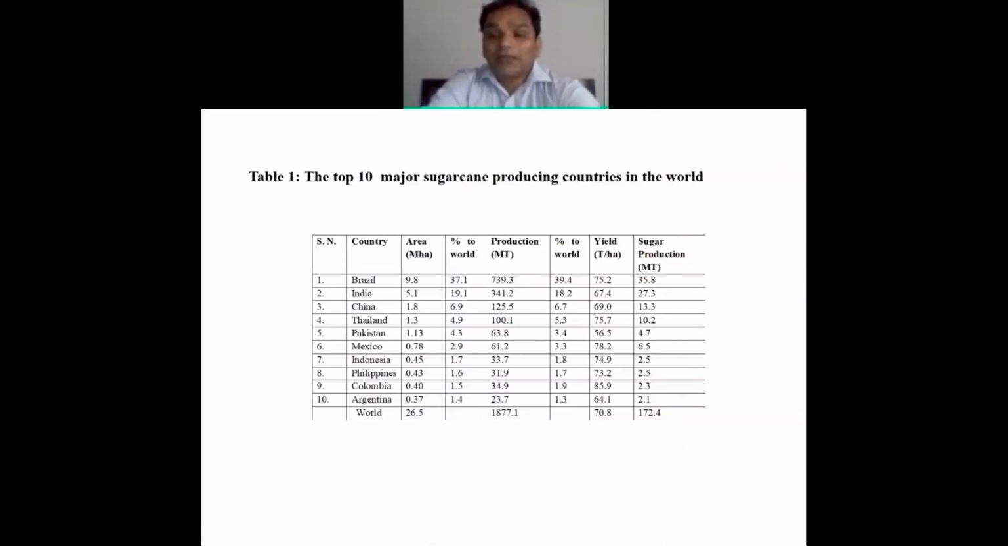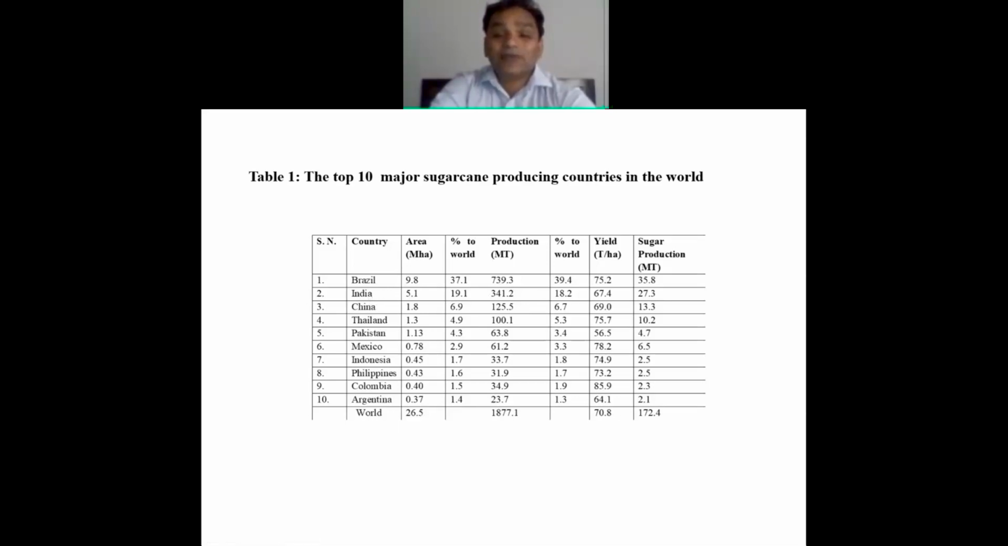Going through the primary first generation biofuel, we can see the list of the 10 major sugarcane producing countries in the world. Brazil is at the top. They are using 9.8 mega hectare, which is around 37.1% of the total production of the world. 739.3 million ton is being produced by Brazil itself, and India is not far behind. You can see that India is in second position.